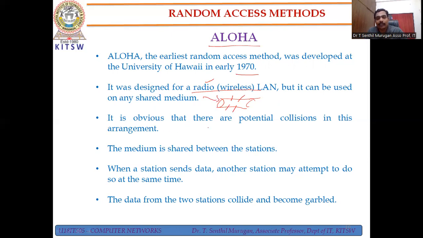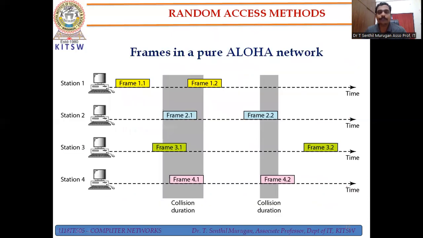It is obvious that there are potential collisions in these arrangements. So we know that collisions may occur. The medium is shared between the sessions. When one session sends data, another session may attempt to send at the same time. If data from the two sessions collide, they become garbled. Garbled means it may be destroyed.